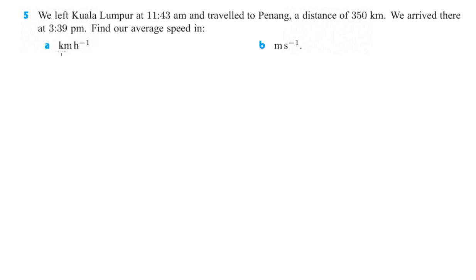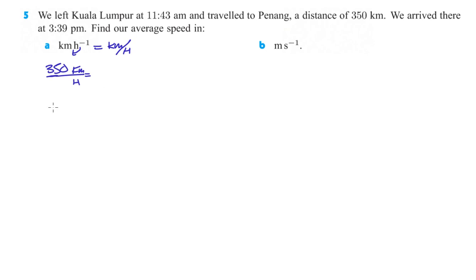Now, first thing, km h to the negative first, what this means is this is just kilometers per hour. So basically this h is going to go underneath there because it's h to the negative first. So that just stands for kilometers per hour. Okay, so what we want to do is set this up as kilometers per hour. We know that they traveled 350 kilometers, so we got 350 on the top here. And now we just have to figure out how many hours it took them to drive.